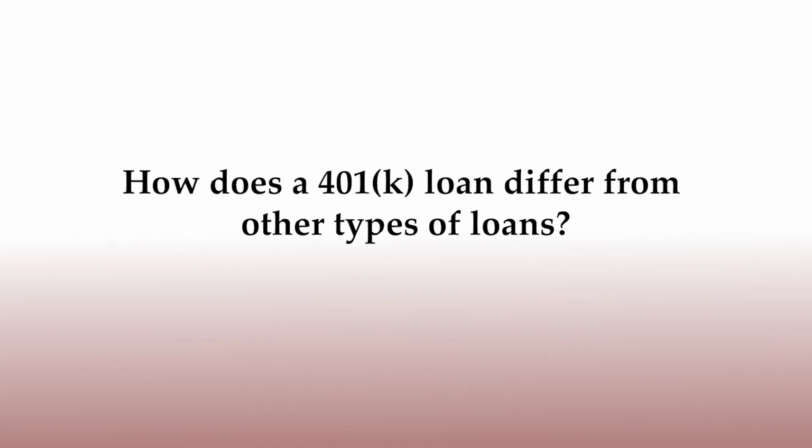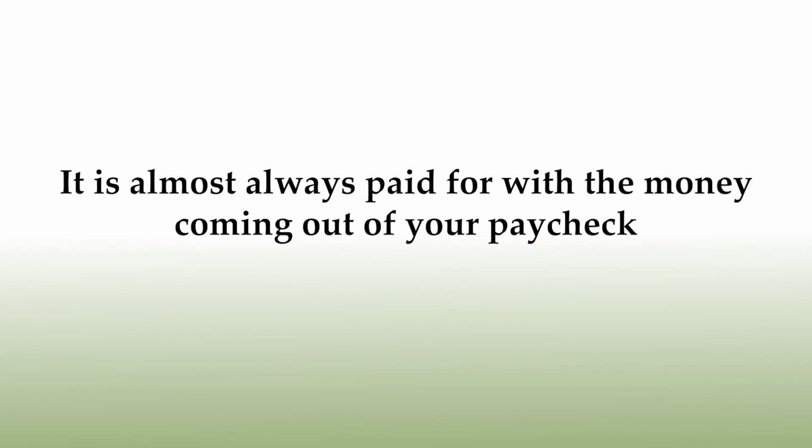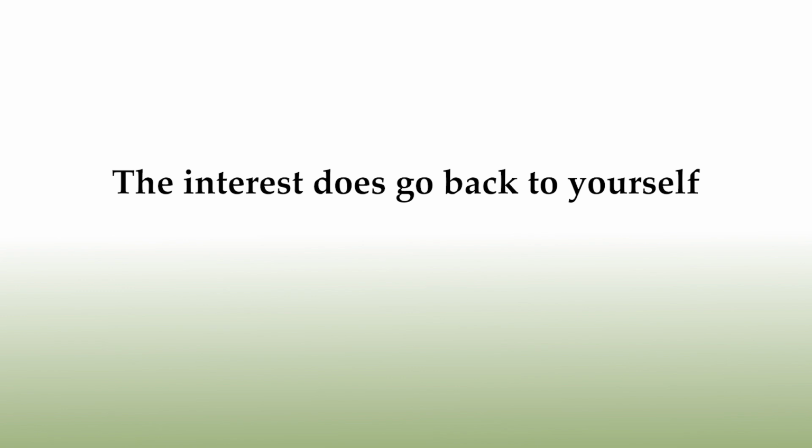How does a 401k loan differ from other kinds of loans? It's almost always paid with payroll deduction. It doesn't count towards your limits. Most plan documents are set up so that it's paid every pay period with payroll deduction. The interest does go to yourself. It is part of your gain in the plan, though there could be some fees involved. But the interest does go back to you.